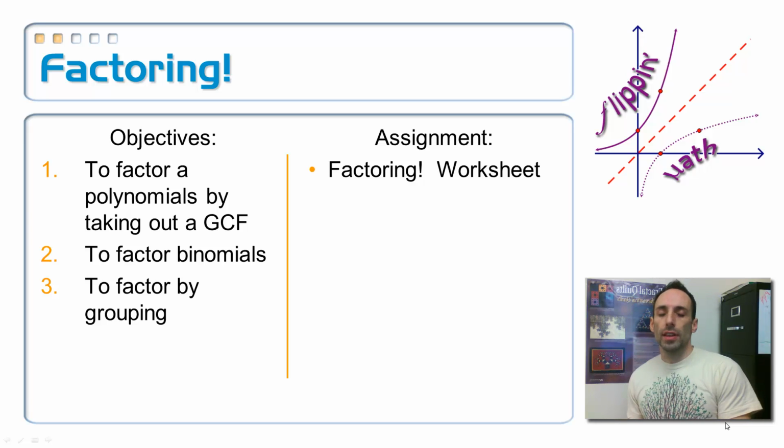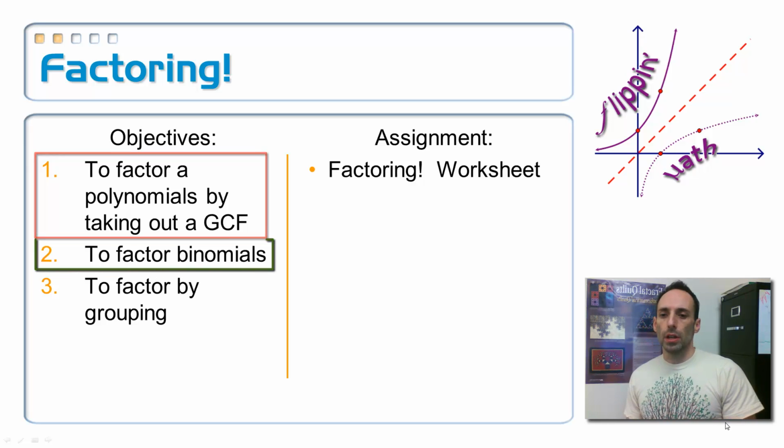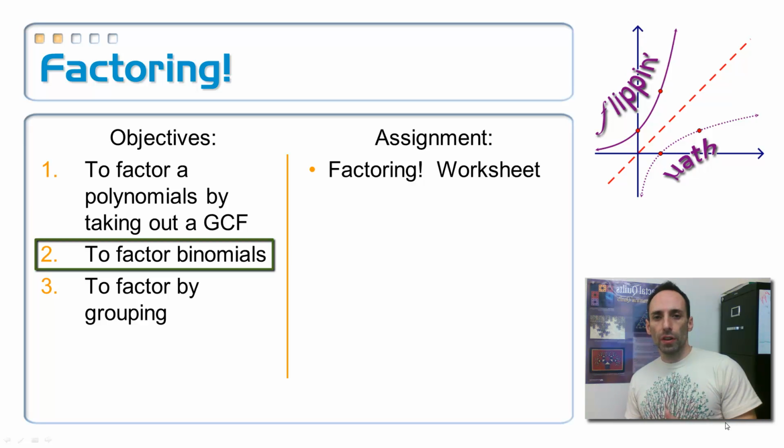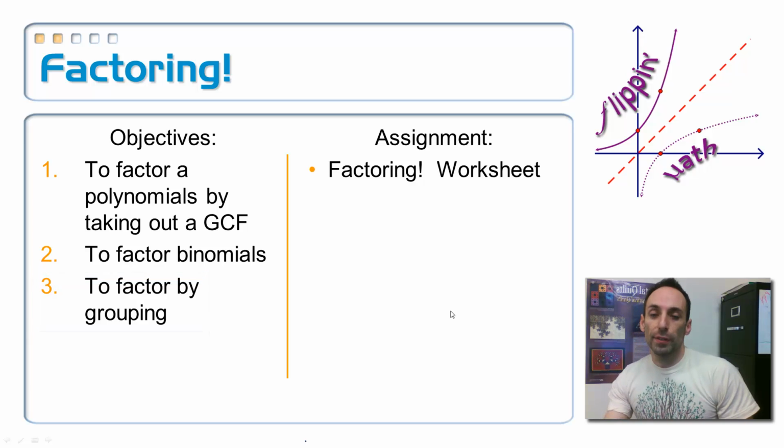So this lesson's called factoring, and it's not really in the book, and that's why your assignment is just this worksheet. And so here we go. We got 3 objectives. We're going to first factor polynomials by taking out the GCF. This will always be the first step whenever you factor. And then we're going to do 2 different kinds of factoring after that. We're going to factor some binomials, number 2, and we're going to learn how to factor by grouping. Okay? So let's start off with a couple of warm-up questions.